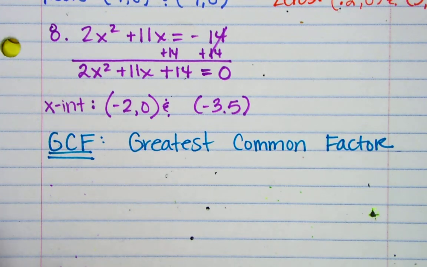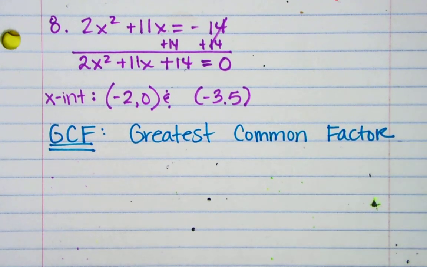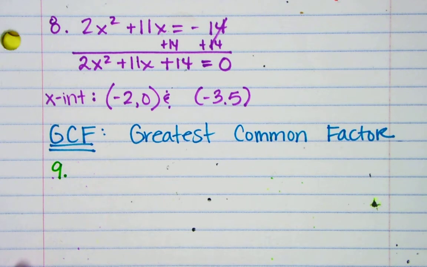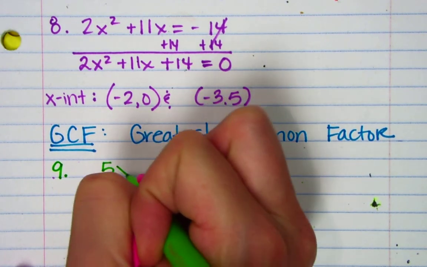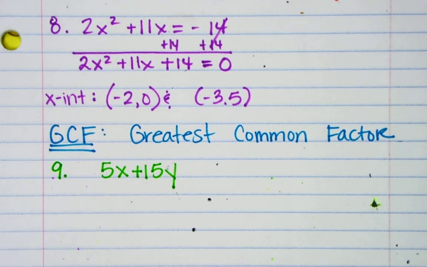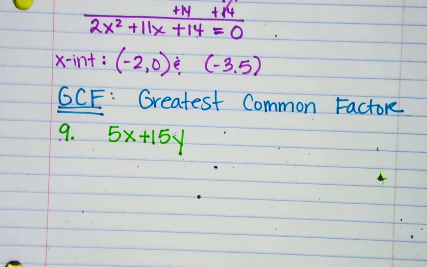Okay, so we're looking for the greatest common factor that we can factor out of these equations that we're going to see. Okay, if you factor it out, it makes all the numbers smaller. Okay, the biggest number that you can divide out of all of them to make the numbers smaller. All right, so let's see, we'll be on number 9. All right, we've got 5x plus 15y. All right, and that's our problem. We're going to factor out the greatest common factor.